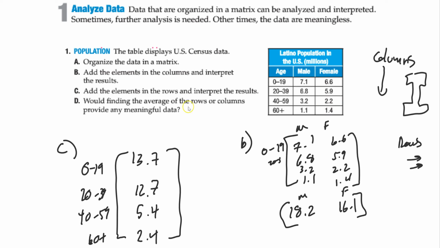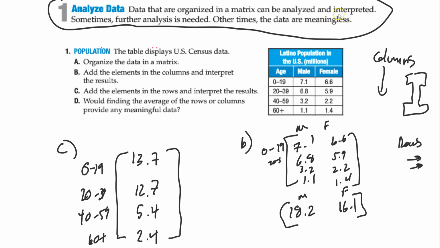Would finding the average of the rows or columns provide meaningful data? If we find the average of these, would it do anything? Not really. The average of male and female wouldn't give us anything. In this case, it doesn't give us anything. That's what it says up here: when you analyze data organized in a matrix, sometimes you get results that you can interpret, sometimes you need further analysis, and sometimes you get meaningless data. That would be meaningless data. The average of male and female is not going to do anything for me. So that's what a matrix is.